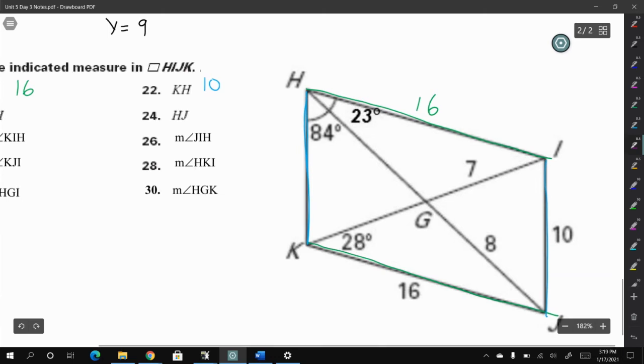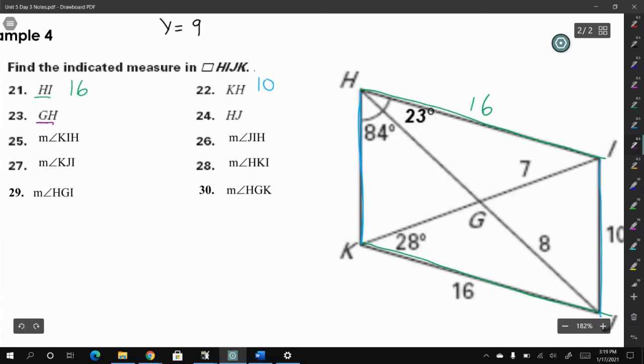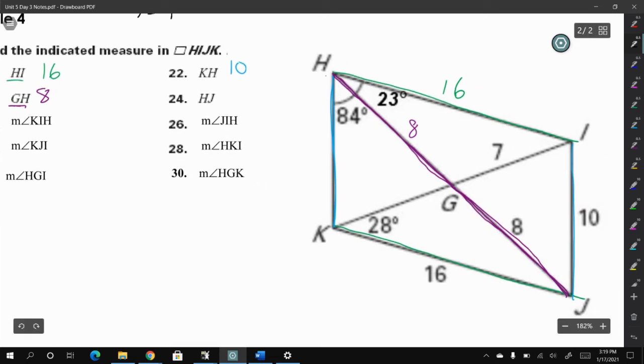Then we have GH. GH is this side right here, and this is the other part of the diagonal. And remember, diagonals bisect each other. So if this is 8, this must be 8 as well. And then HJ is this whole length right here. So 8 plus 8 is 16.